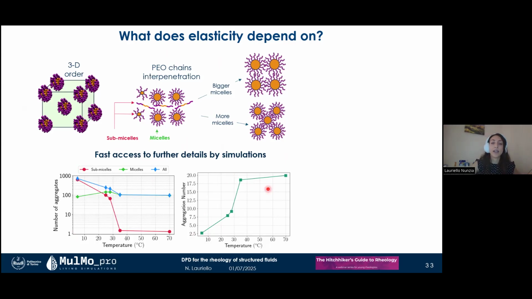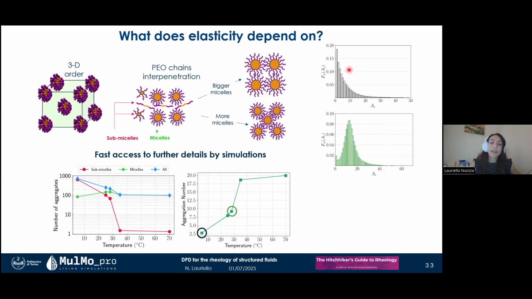system. And at very low temperature, at 5 degrees Celsius, we are below the critical micellar concentration as demonstrated by the absence of a peak in the system. Further increasing the temperature to 28 degrees Celsius, we can see that we are above the critical micellar concentration as demonstrated by the peak. At this stage, the system is composed of submicelles and micelles with a range of size.